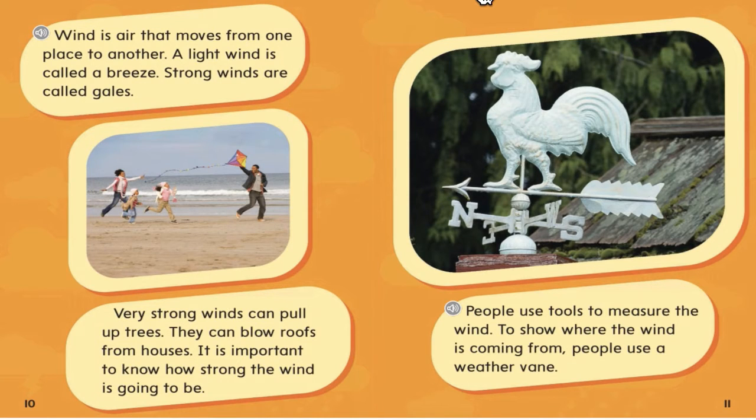Wind is air that moves from one place to another. A light wind is called a breeze. Strong winds are called gales. Very strong winds can pull up trees. They can blow roofs from houses. It is important to know how strong the wind is going to be. People use tools to measure the wind. To show where the wind is coming from, people use a weather vane.